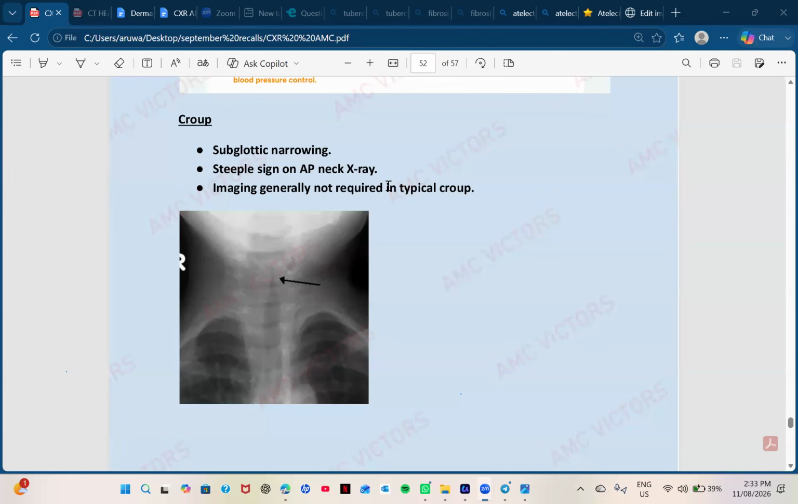How does croup present in chest X-ray? You can see the steeple sign, right? Steeple sign. Can you see it here? It's a subglottic narrowing, right? Steeple sign here. Can you see it? Steeple sign.